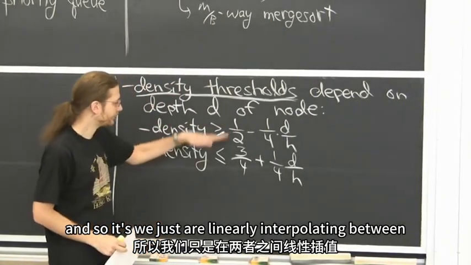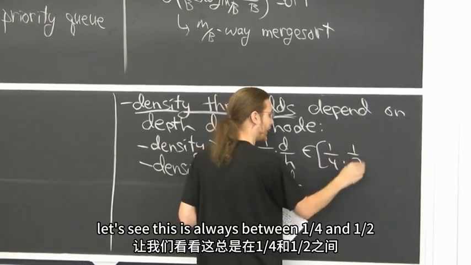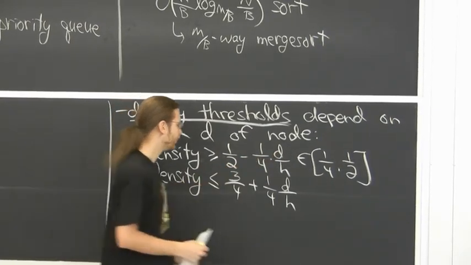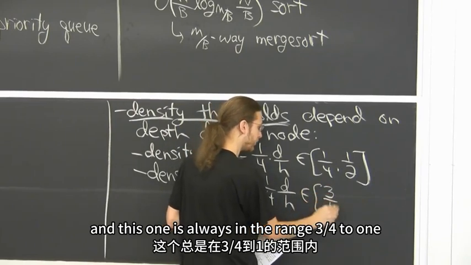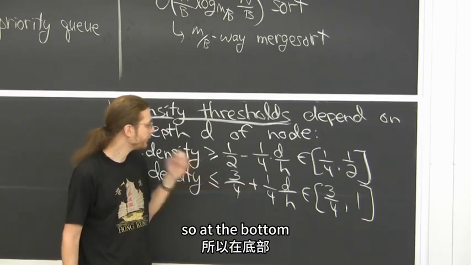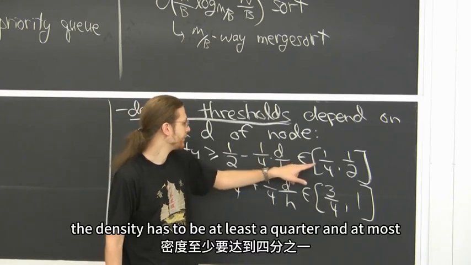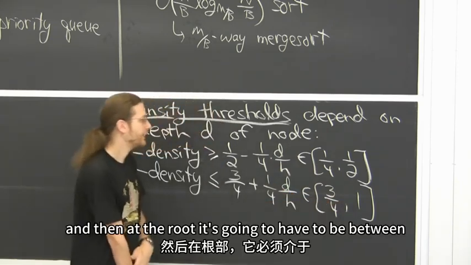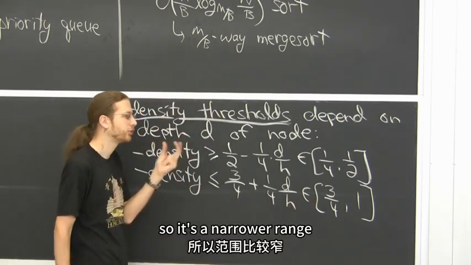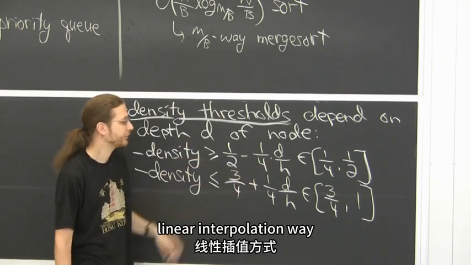And so we are just linearly interpolating. This lower bound is always between 1/4 and 1/2: 1/2 when d is 0, 1/4 when d is h. So you get 1/2 minus 1/4 d over h. And this upper bound is always in the range 3/4 to 1. It's 3/4 when d is 0 and 1 when d is h. So at the bottom, I was a little bit off. At the leaf level, when d is h, the density has to be at least 1/4 and at most 100%. And at the root, it's going to have to be between 1/2 and 3/4. So it's a narrower range. And the higher you go up, the narrower the range on the density gets. And we do it in the obvious linear interpolation way.